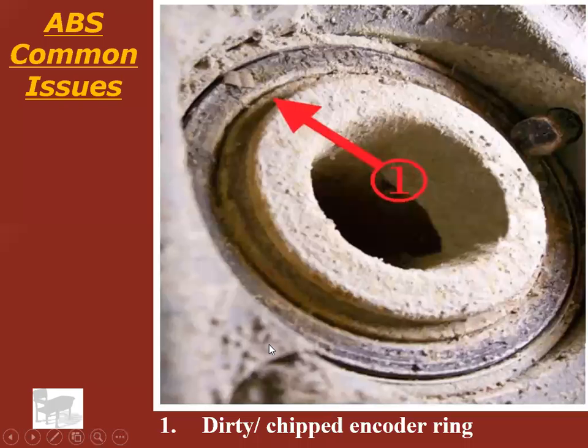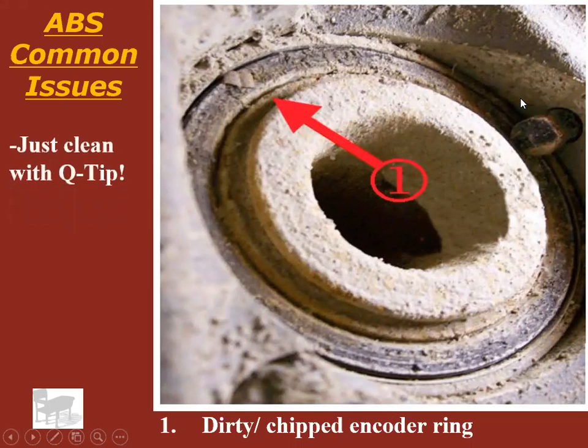Let's see what else we've got here. It could be a dirty encoder ring. The encoder ring has little tiny magnets inside of it, and it attracts road debris. It looks like there's a little chip on that. That would be enough to cause a wheel speed sensor code, because the sensor wouldn't read it correctly anymore. The good news is you can just clean it with a Q-tip.